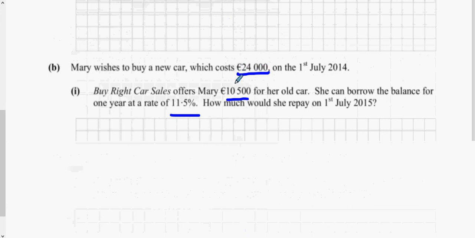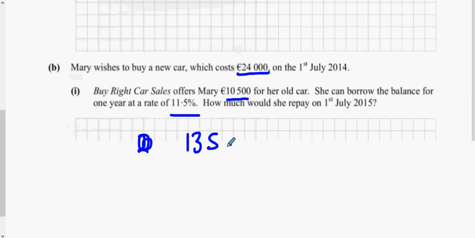24,000 take away the trade-in is? 13,500. Now the whole point of giving a loan is that I want you to owe me more money next year. So when it says a 1 year rate of 11.5%, what does that mean will happen at the end of 1 year?